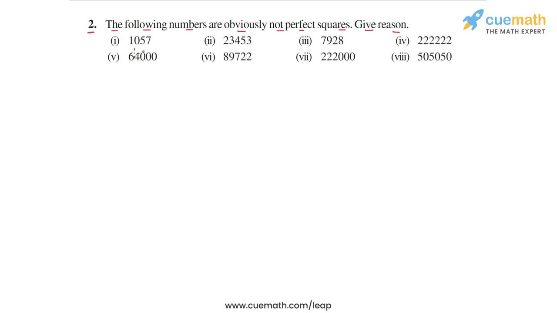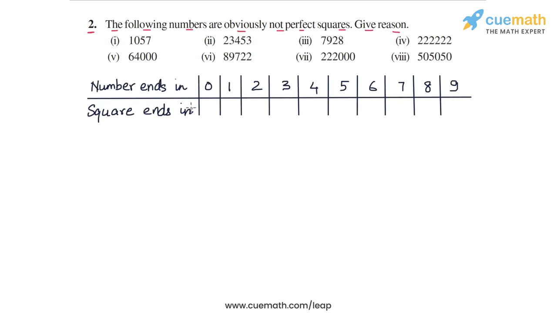So before we analyze each number, let's first take a look at this incomplete table, in which the first row has all the digits from 0 to 9 that a number could possibly end in. So from 0 to 9, you could have all of these digits as the unit digit of a number. And the second row stands for the unit digit of the square of the number. So for example, let's complete this table.